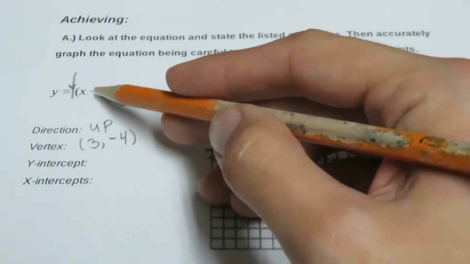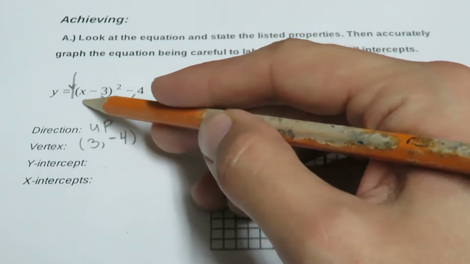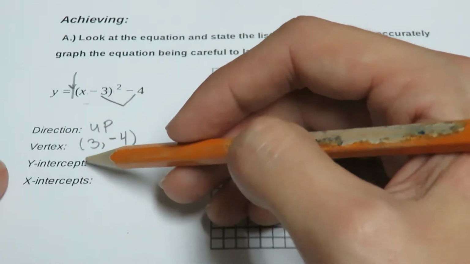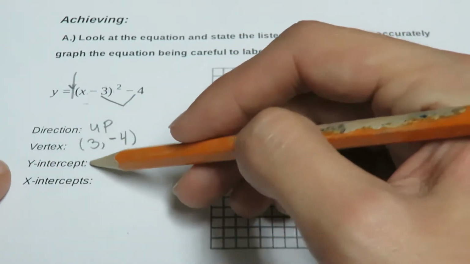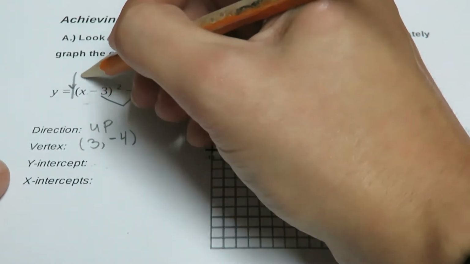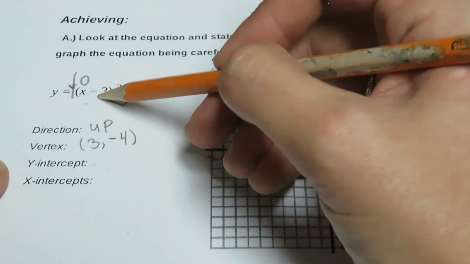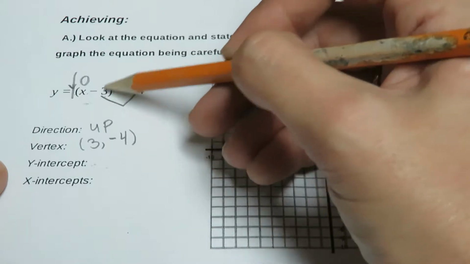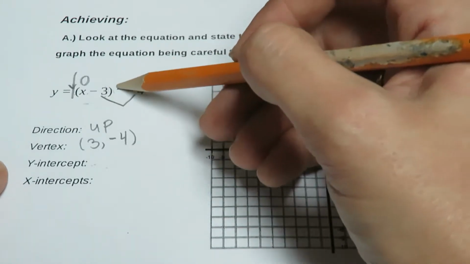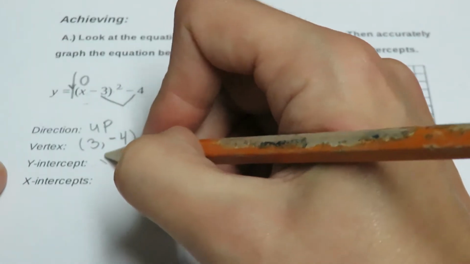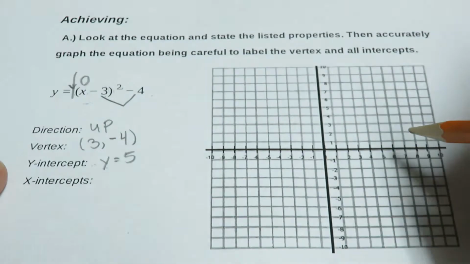So I'm going to do this a little bit quickly, and if you need to go back and remind yourself how to do that, you can go back to the previous question. But it's just that x becomes 0 when we're looking at the y-intercept. So I'm just going to plug it in here. I'm going to pretend that my x is 0, not x. 0 minus 3 is -3. -3 squared is 9. And 9 minus 4 is 5. So I end up with my y-intercept is at y equals 5.